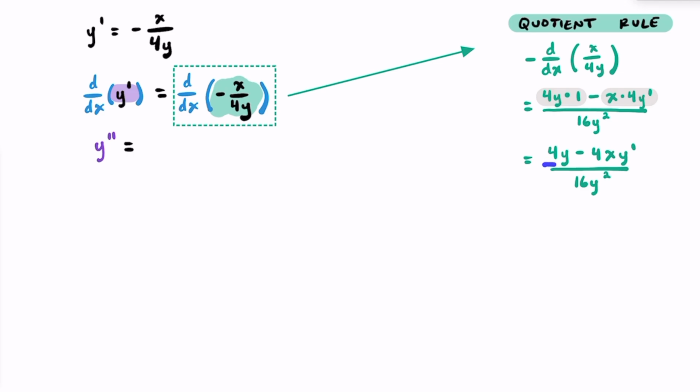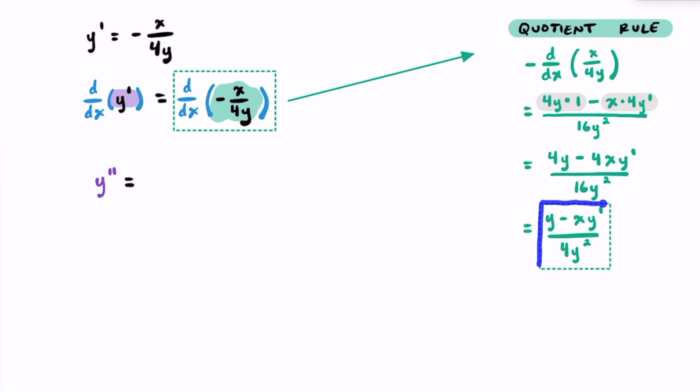Now notice how all of these terms have a 4 in common, so let's divide everything by 4. If we do so, we're going to have y minus xy prime all over 4y to the second power. I'm actually going to take this y double prime and move it down a little bit just to get some more space. And so this thing right over here is going to be the derivative of x over 4y using the quotient rule. Now keep in mind that we ignored this negative a little bit earlier.